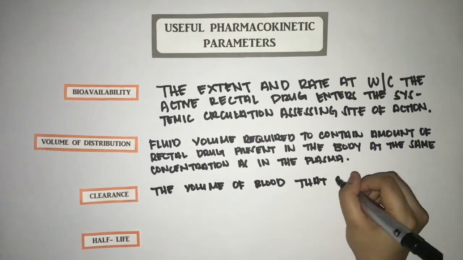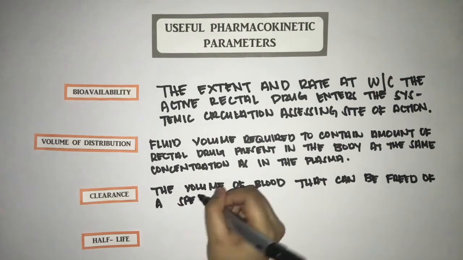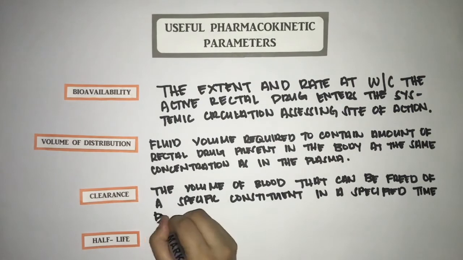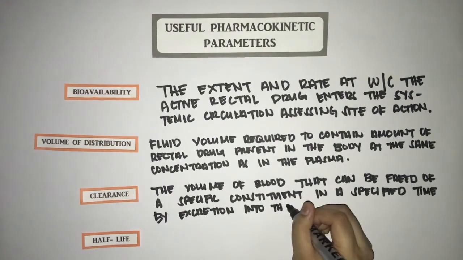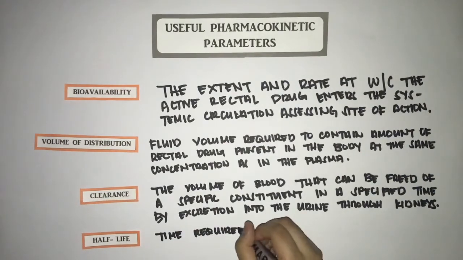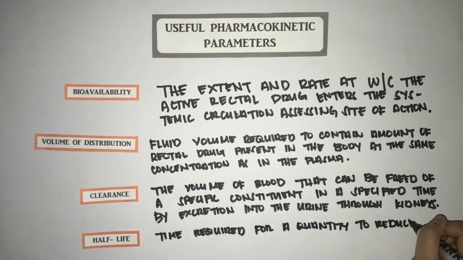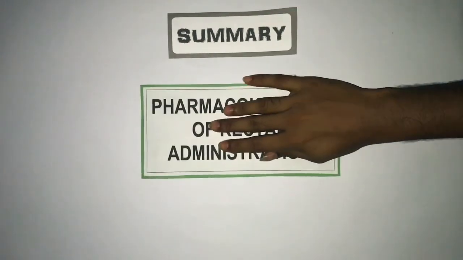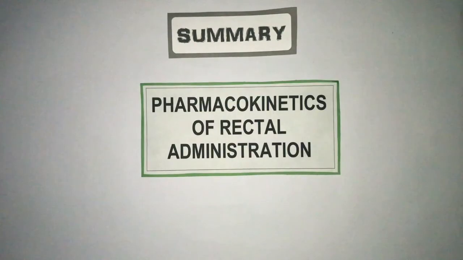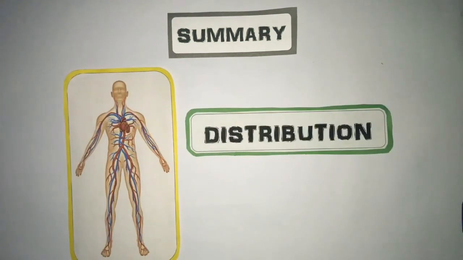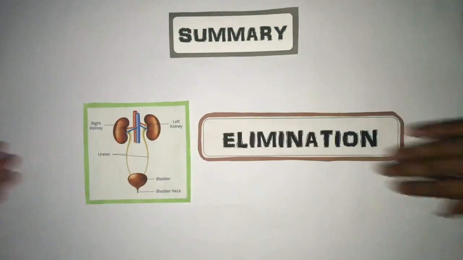Clearance. The volume of the blood that can be freed of a specific constituent in a specified time by excretion into the urine through the kidneys. Half-life. Time required for a quantity to reduce to half of its initial value. So there you have it. The pharmacokinetic pathways of rectal drugs include absorption, distribution, metabolism, and elimination.